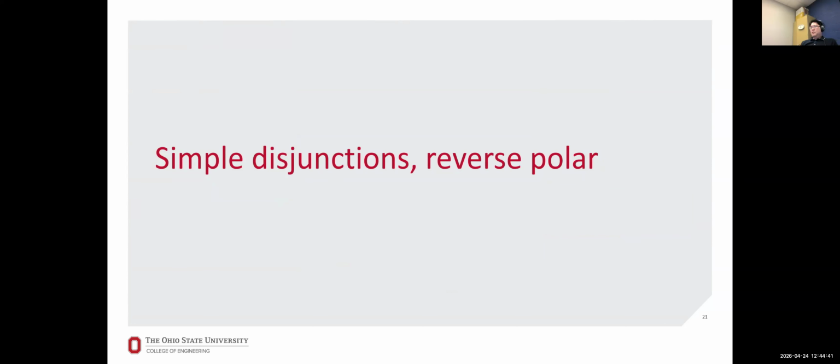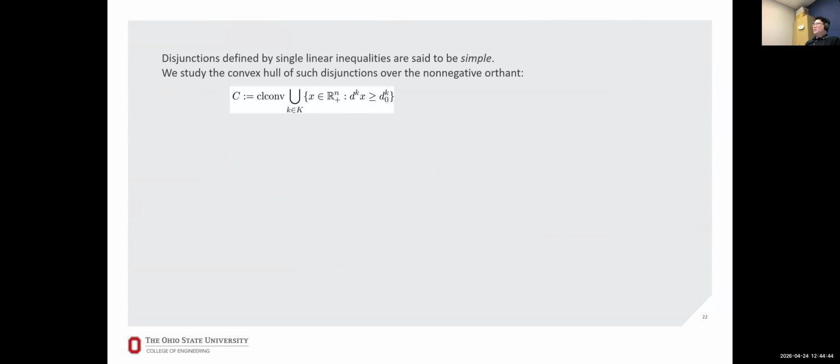And the definition of a disjunctive term. Simple disjunctions. Okay, so disjunctions, right? Ors: one constraint or satisfy another or another. Now, when each term, each constraint set, is defined by a single linear inequality or half space, we'll call that simple. So either satisfy one linear inequality or another or another. And our point of interest is the non-negative orthant over these disjunctions. So one can write it as follows, and particularly the closed convex hull, so we can generate cuts. So what is the closed convex hull of the non-negative orthant over these disjunctions? The union of each disjunctive set.